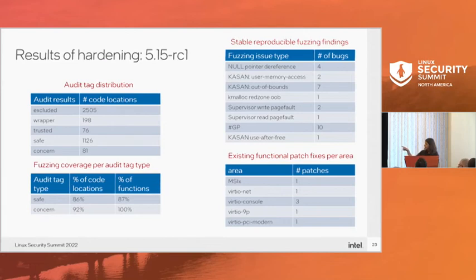We have the fuzzing coverage. This is already adjusted per the things above. So how much of these safe and concern code locations can we actually reach with fuzzers.